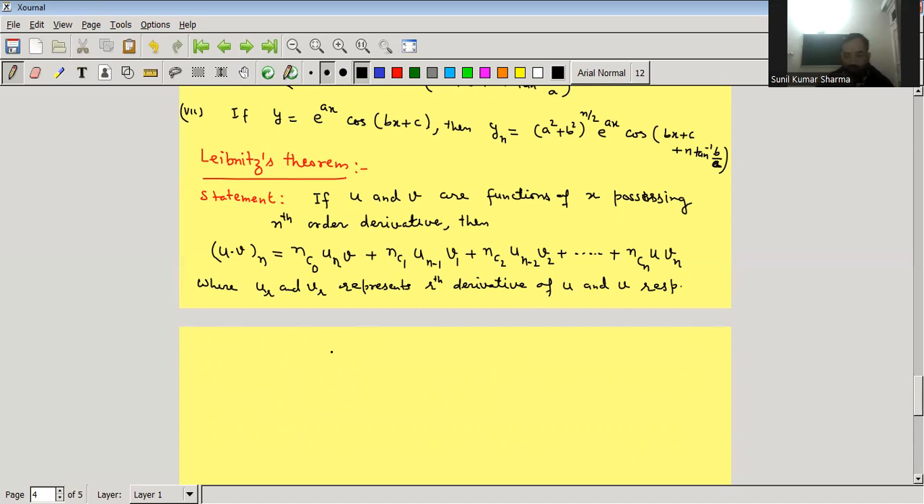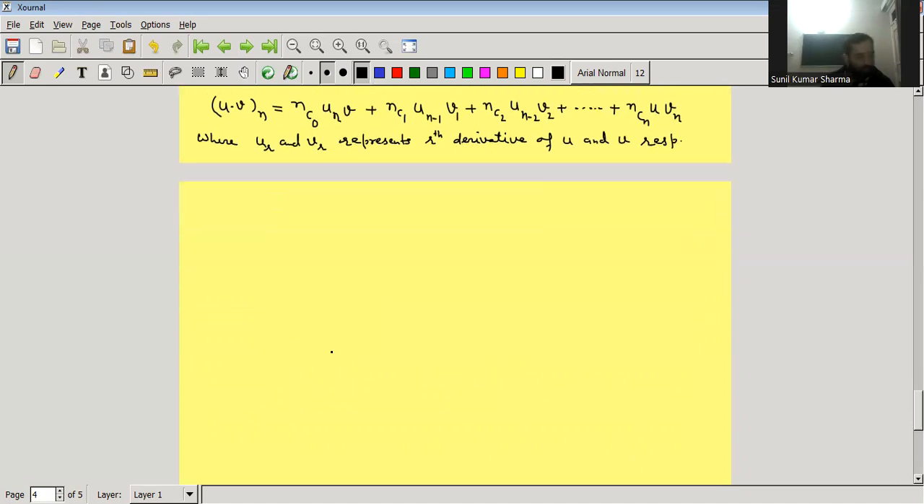So let us discuss some examples. Example 1. If we have y is equal to x to the power 3 into cos x, then find yn, that is, the nth derivative of x to the power 3 into cos x.